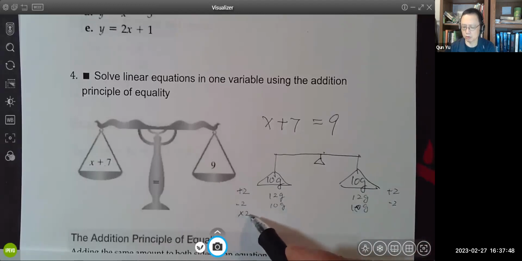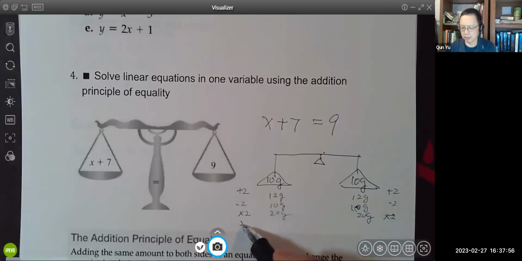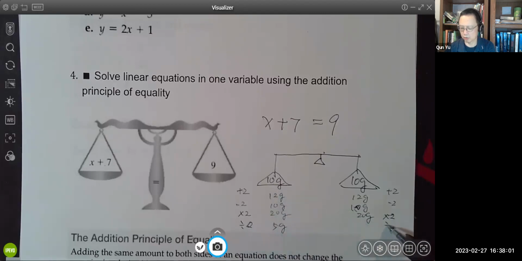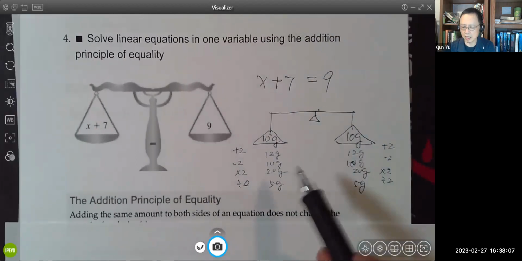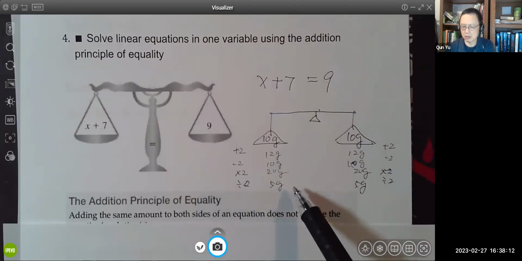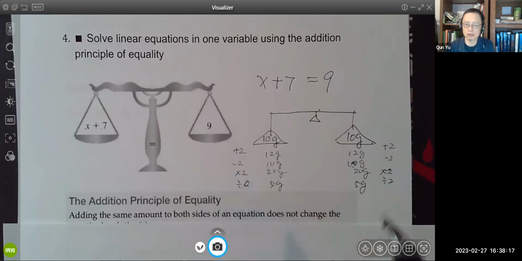How about I multiply by 2? This side becomes 20 grams, this side becomes 20 grams. How about we divide by 2? So 10 divided by 2 is 5 grams, 10 divided by 2 is 5 grams. See, you can see we don't just have the addition principle of equality when we solve an equation. In general, whatever the operation we do, actually more than this, as long as we do the same thing on both sides of the equation, it will keep balanced. This is the general principle. It's very important in solving equations.